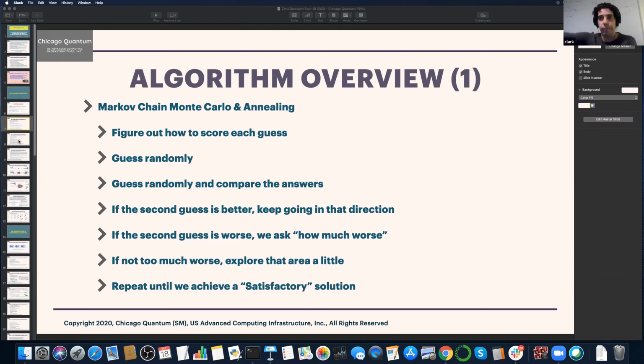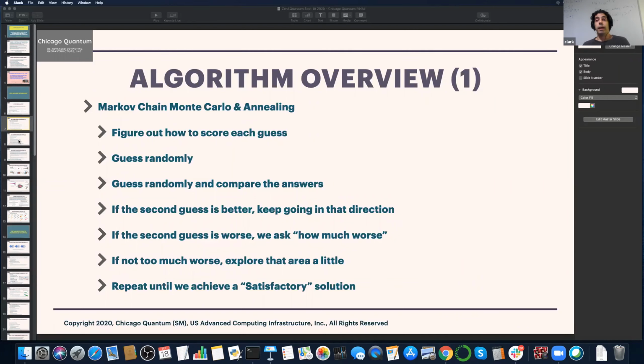If better, keep going. If not better, how much worse is it? If it's not too much worse, explore here a little bit, then keep going. And you keep going, and how much worse is determined by some parameter. In thermal annealing, it's a temperature. And in quantum annealing, it's a field tunneling strength. And they're both Markov chain Monte Carlo annealing methods.